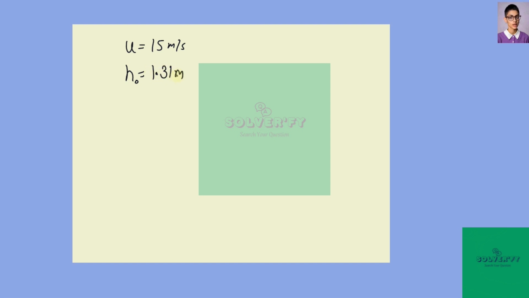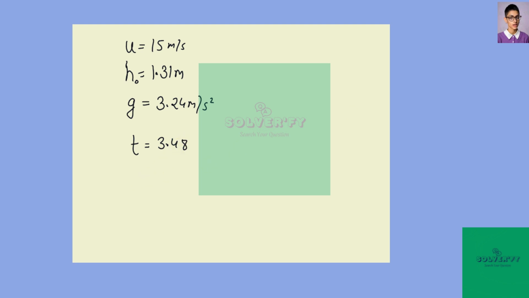equals 1.31 meters. The acceleration due to gravity for this planet is given, that is g is equal to 3.24 meters per second squared. We have to find out how far in meters above the planet surface the rock is after t is equal to 3.48 seconds.